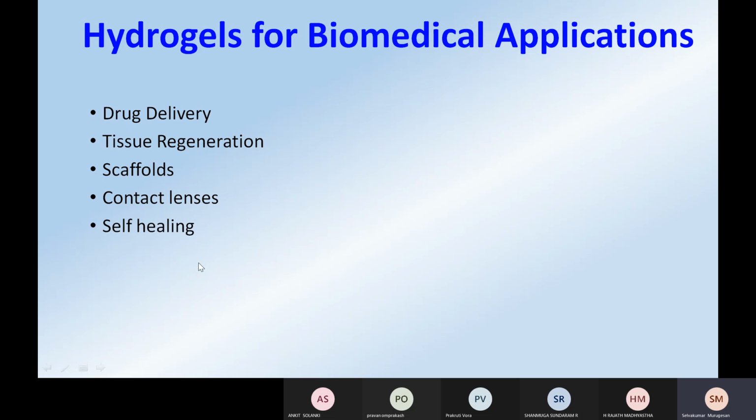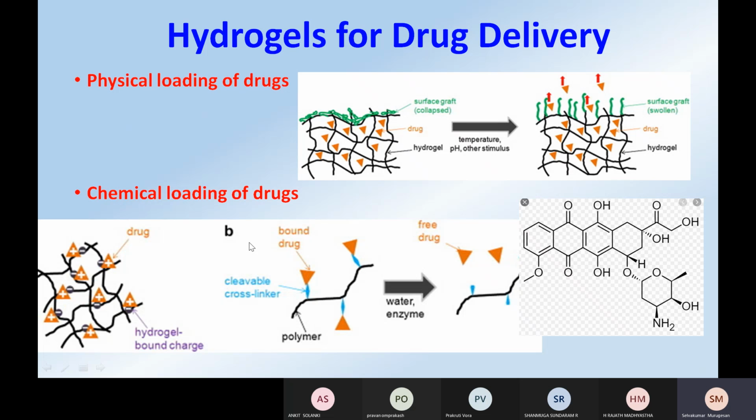Yeah, these are the few applications I was telling about: drug delivery, tissue regeneration, scaffolds, and product analysis, as well as cell killing. Fine. So now we'll see one example of how hydrogels are used for drug delivery.